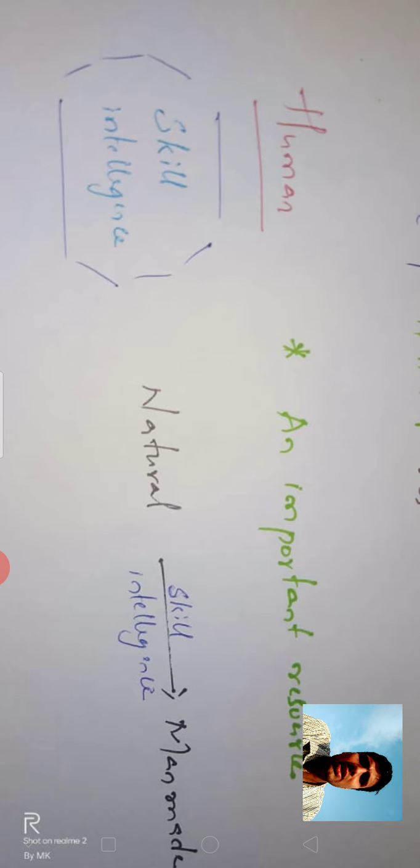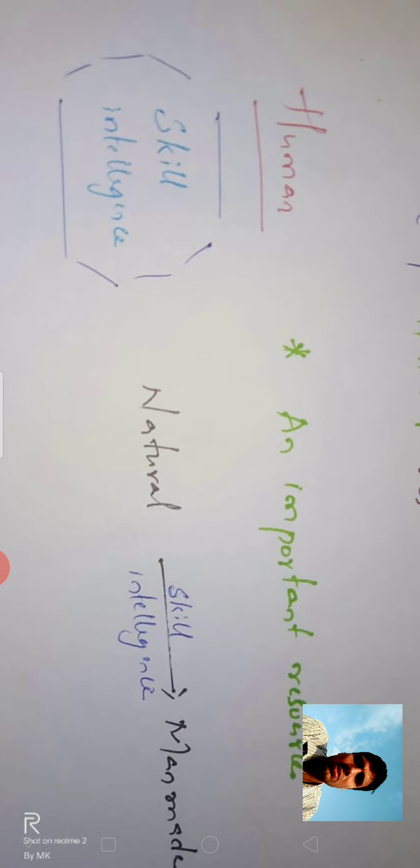The utility of the resource is added by the skill and intelligence of the human, because with skill and intelligence you know how to use things properly and in a better way. Hence the human resource can be considered a very important resource among all these three.